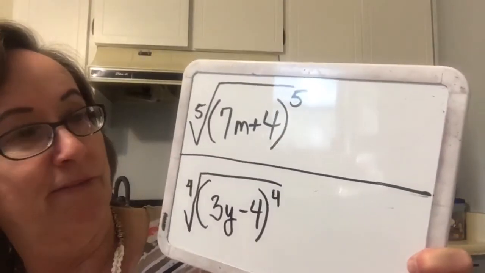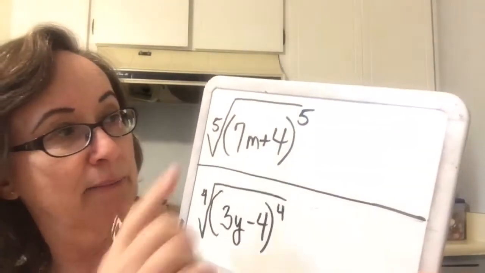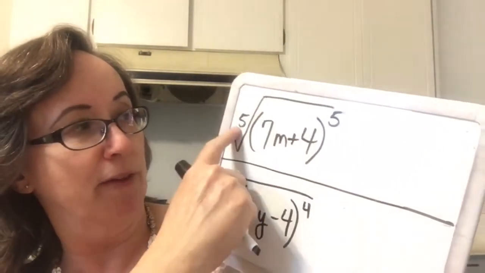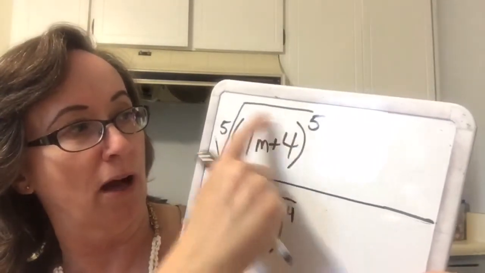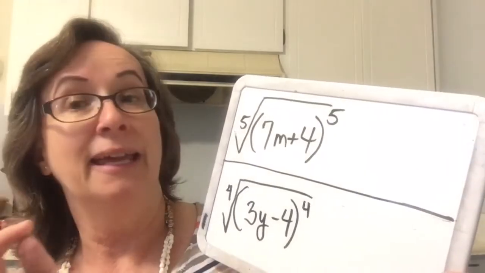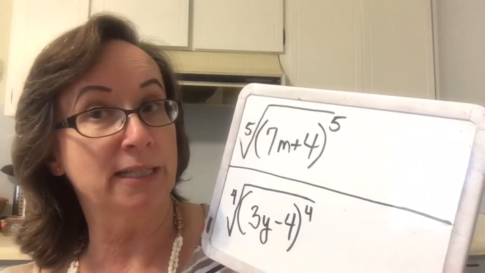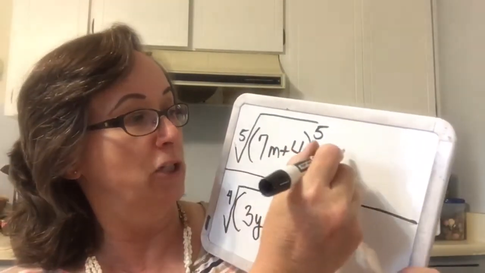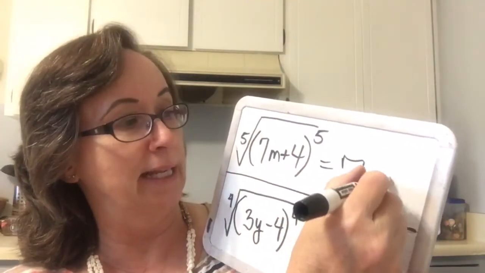So now we have the 5th root of the 5th power here. So we've got the 5th root of 7m plus 4, all raised to the 5th power. Since 5 is odd, it will not change whatever the original sign was, so the original sign will remain intact.